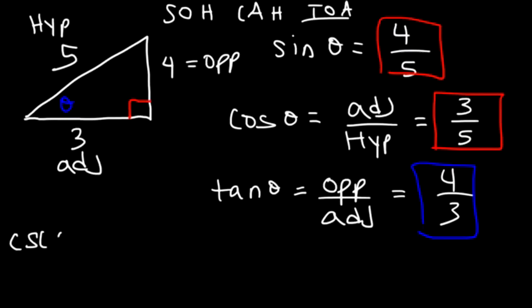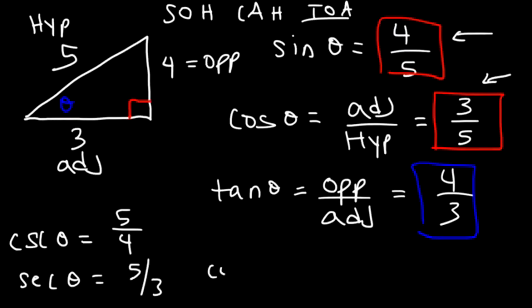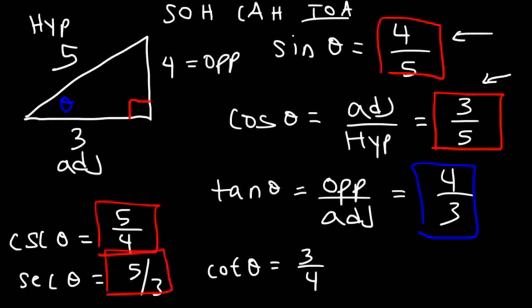To find cosecant, it's 1 over sine, so just flip this fraction. It's going to be 5 over 4. And secant is the reciprocal of cosine, so flip this fraction. Secant is going to be 5 over 3. Cotangent is the reciprocal of tangent. So if tangent is 4 over 3, cotangent is going to be 3 over 4. And that's how you can find the values of the 6 trigonometric functions.